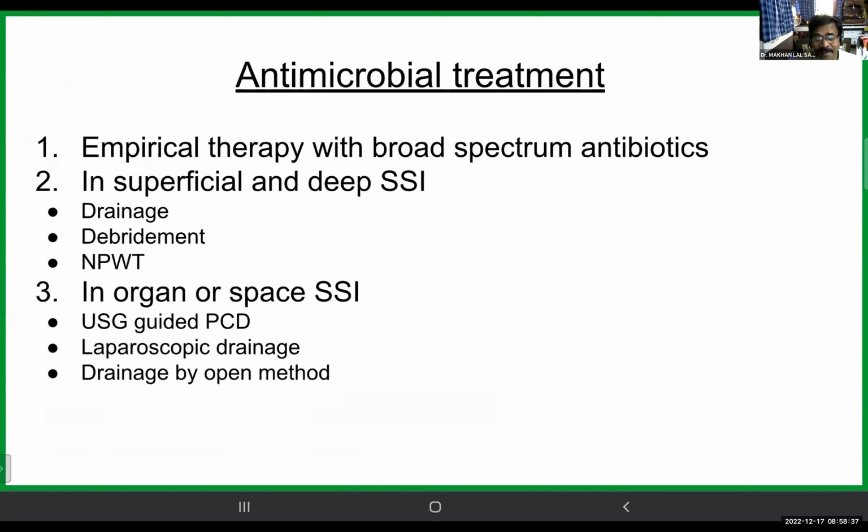And again, you have to keep in mind that when you apply NPWT in an infection, you should ensure that the patient's systemic infection is under control. Yes.